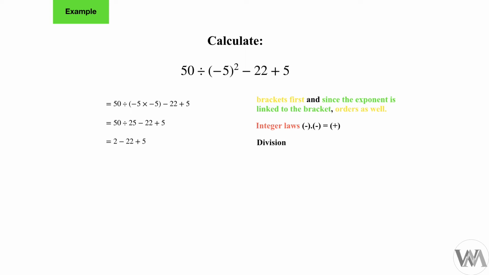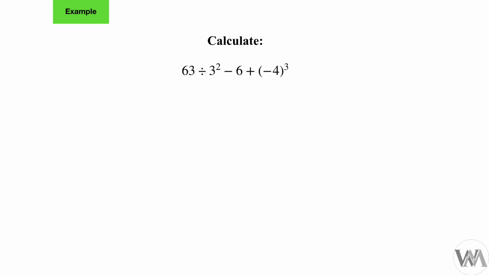Our next step will be division. So we are going to divide 50 by 25, and we're going to get 2, yielding 2 minus 22 plus 5. And our next step is to do addition and subtraction. And this is very important. We're just going to do addition and subtraction from left to right, as we must remember addition and subtraction, as well as division and multiplication, have equal priority. If you want more info on this, please check out my video on the PEMDAS dilemma.